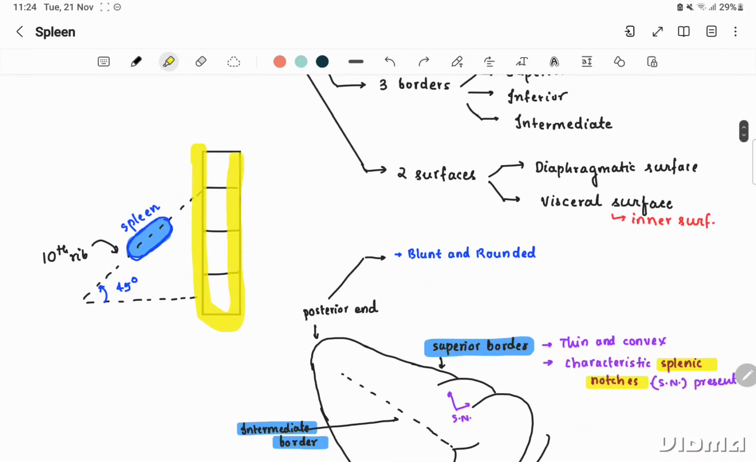So how is the spleen lying? The axis of the spleen. The spleen makes an angle of 45 degrees with the axis of the 10th rib. Here our vertebrae are like this, and the sternum like this. This is our sternum part, and that is our vertebrae part, and we have the 10th rib. The axis of the 10th rib is going like this. So the spleen lies parallel to the axis of the 10th rib, which makes an angle of 45 degrees.